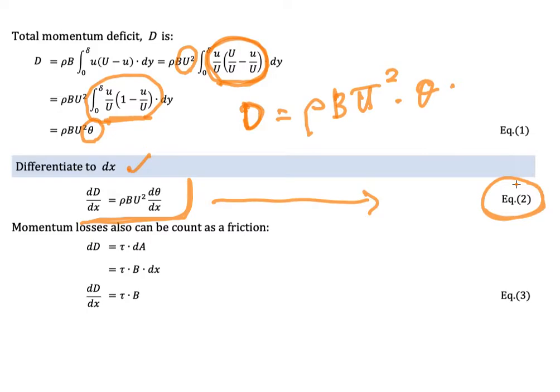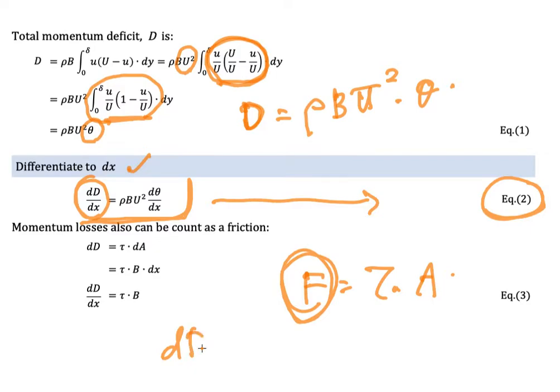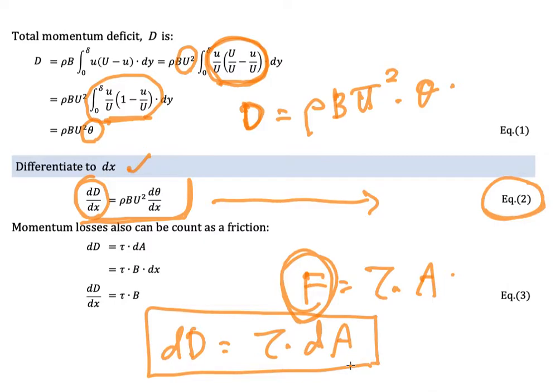Because in this equation we still have a lot of unknown parameters, we try to determine the deficit momentum from the idea of friction. Previously, I think you already know that we could calculate the force as stress times dA, and the force here refers to the friction force. So the momentum loss is related to the friction, so we could write dD is equal to tau dA. This refers to the friction that occurs at one small area, which is why we use dA here.